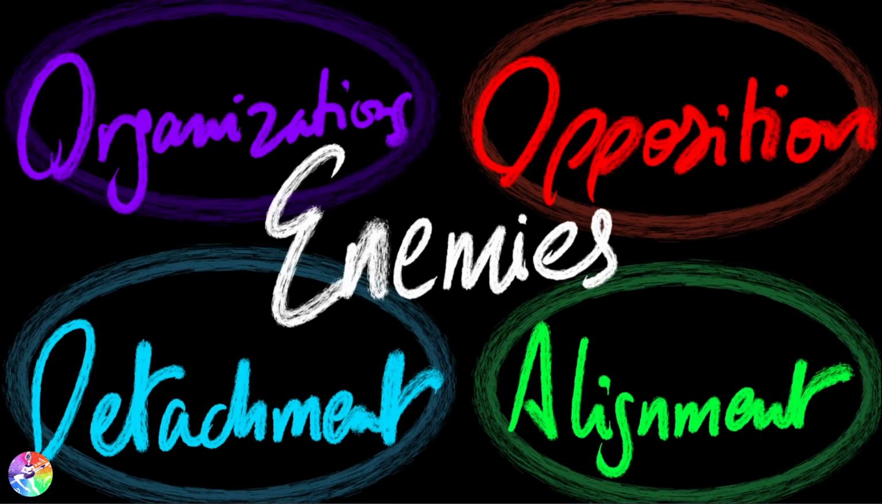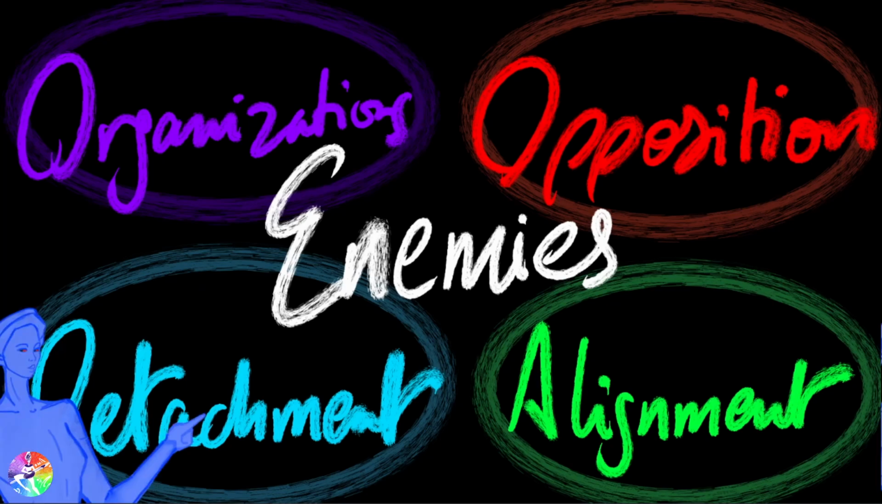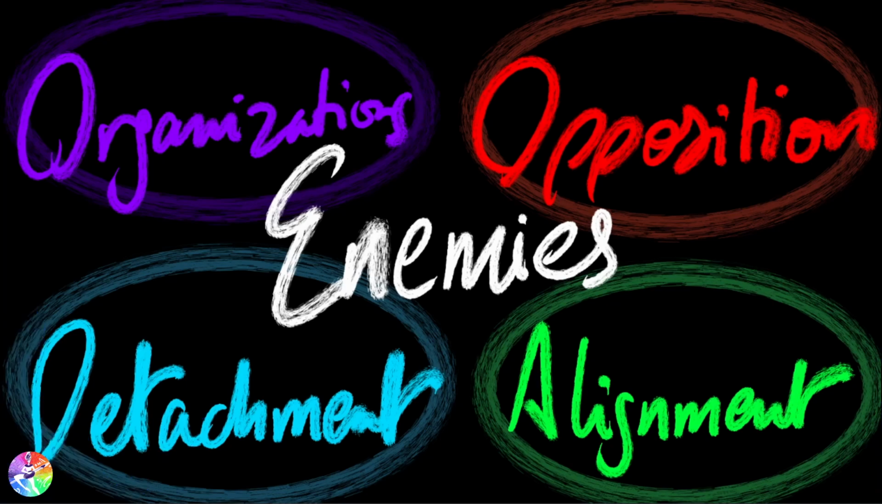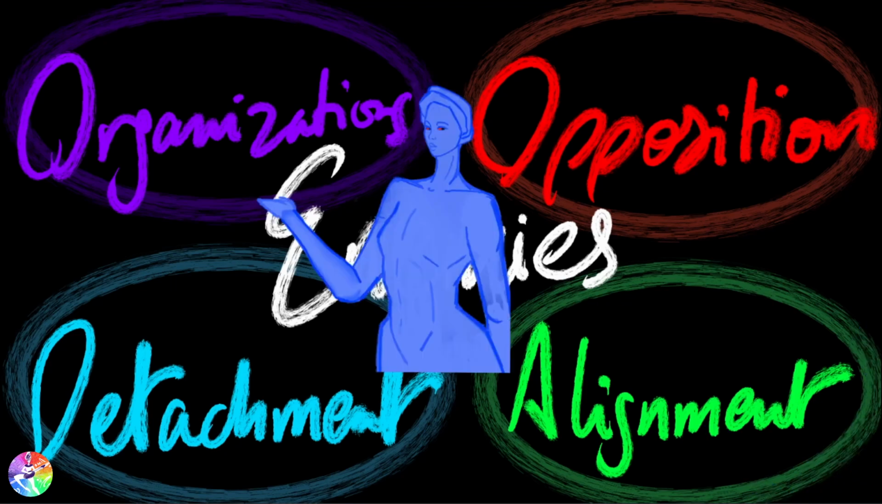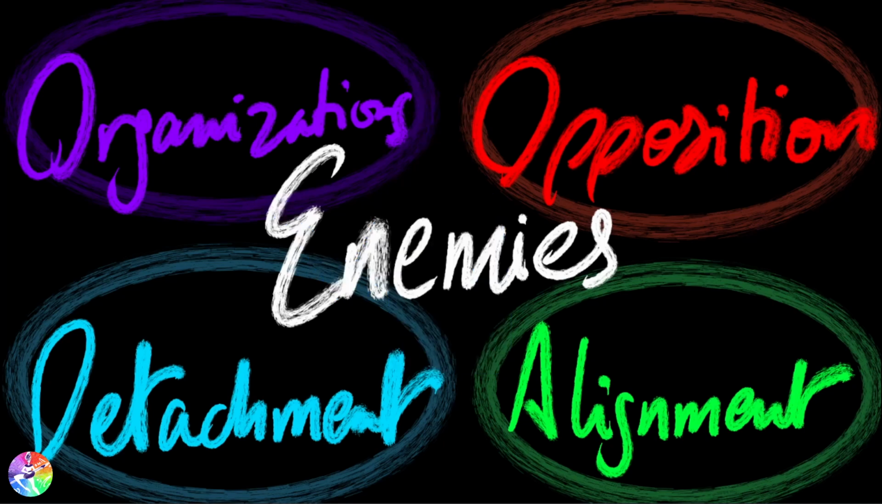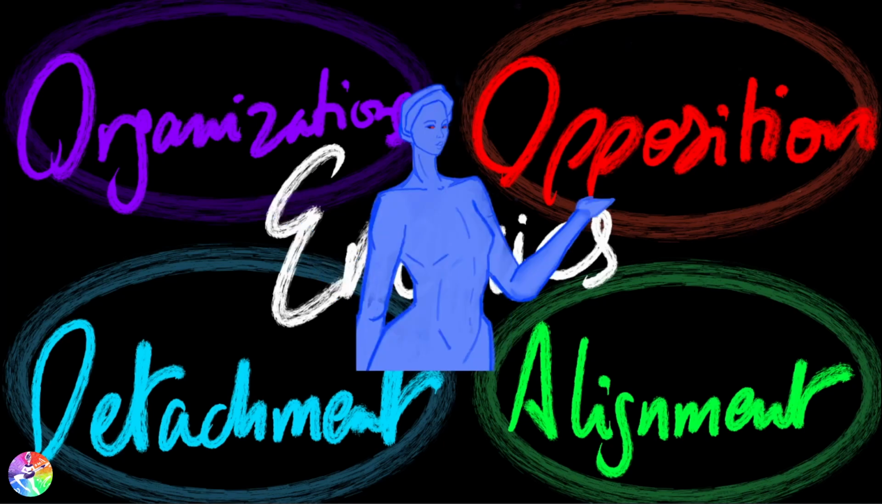Antagonist type number 6, the enemies. Now, the enemies, by opposition to the pupils, are built on detachment. You get enemies because you have a different alignment. You get enemies because you're from an opposing organization. Enemies will be a constant, a permanent opposition, not necessarily to your character as an individual, but to your character as a member of a group, facing another faction.